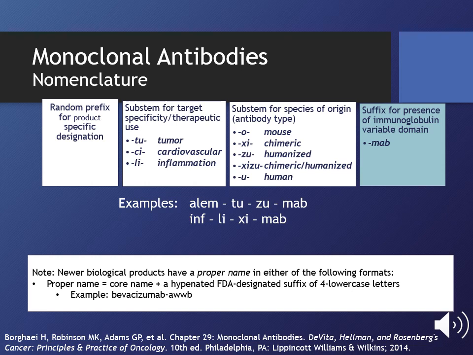Since late 2017, the naming system of biologics was updated to include a core name plus a hyphenated FDA designated suffix of 4 lowercase letters. So you'll notice that all biologics that have been recently approved will have a suffix ending in 4 lowercase letters that are totally random and are devoid of any meaning.